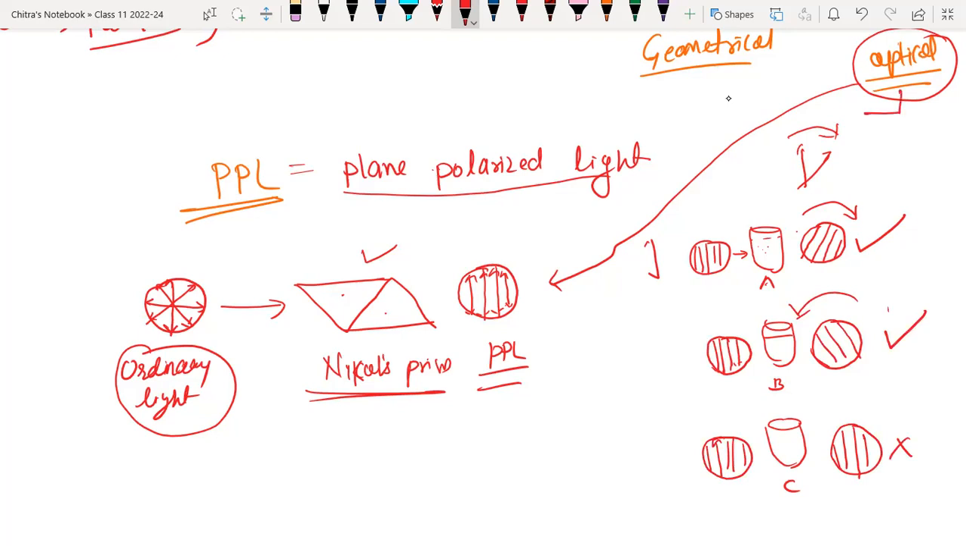Okay. See, optical isomers arise due to a difference in behavior towards the plane polarized light. Samar, what are optical isomers? Those compounds which have the same molecular formula, same IUPAC name, but different behavior towards the plane polarized light are called optical isomers.